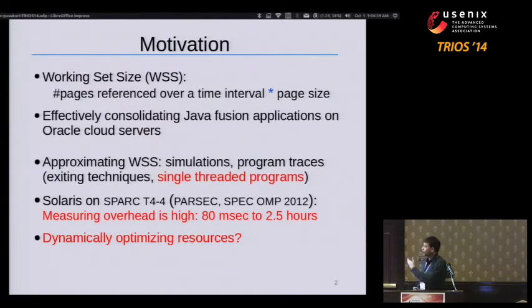Although using these techniques we can approximate or measure the working set size, the overhead is very high, so they are not appropriate for dynamically optimizing the resources. To alleviate this problem, in this work we present a methodology for developing simple and robust models for approximating working set sizes of multi-thread programs with negligible overhead.